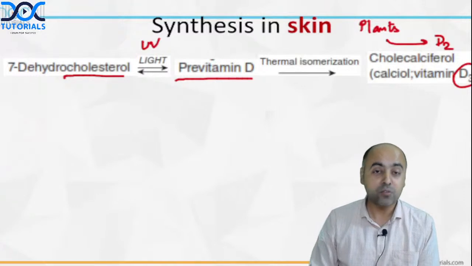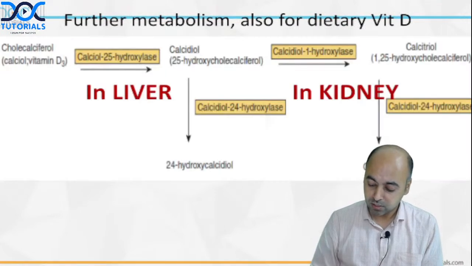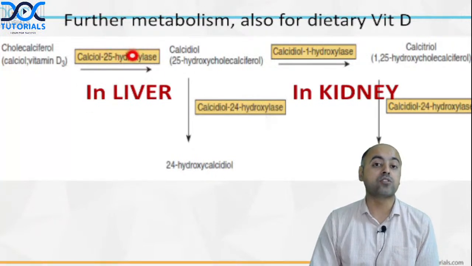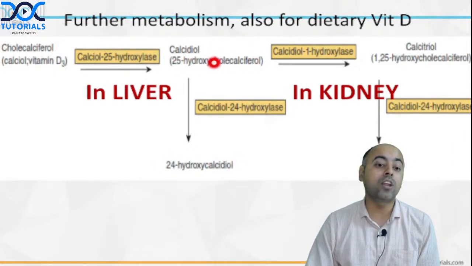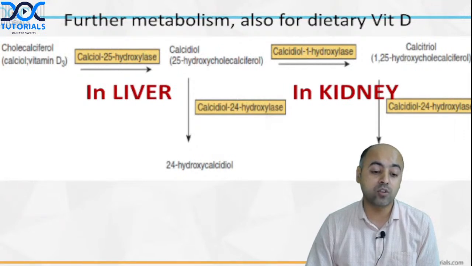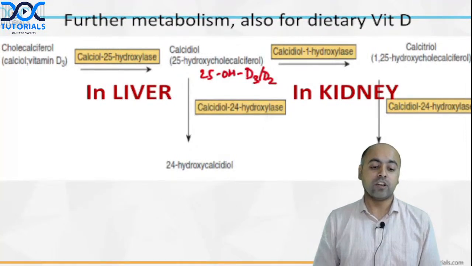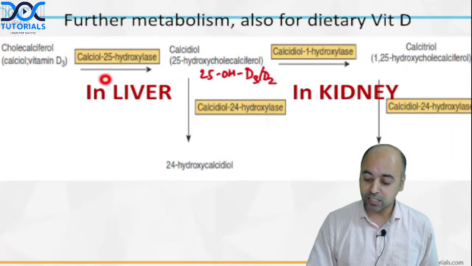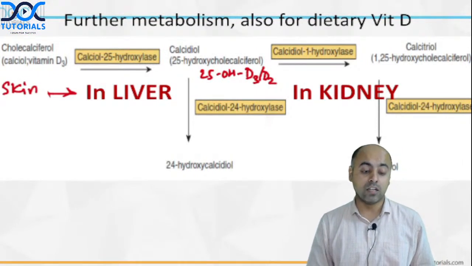Whether it is synthesized in the body or it is coming from the diet, whether it is from plants or animals, subsequently the same set of reactions will take place. First, the vitamin D3 in the liver will be acted upon by 25 hydroxylase. What you get is 25 hydroxycholecalciferol. You can write it as 25 hydroxy D3, or if it is D2 you can write it as 25 hydroxy D2. This will be the first product. As you can see, this conversion is occurring in the liver. So first was skin, and after skin we go to the liver.